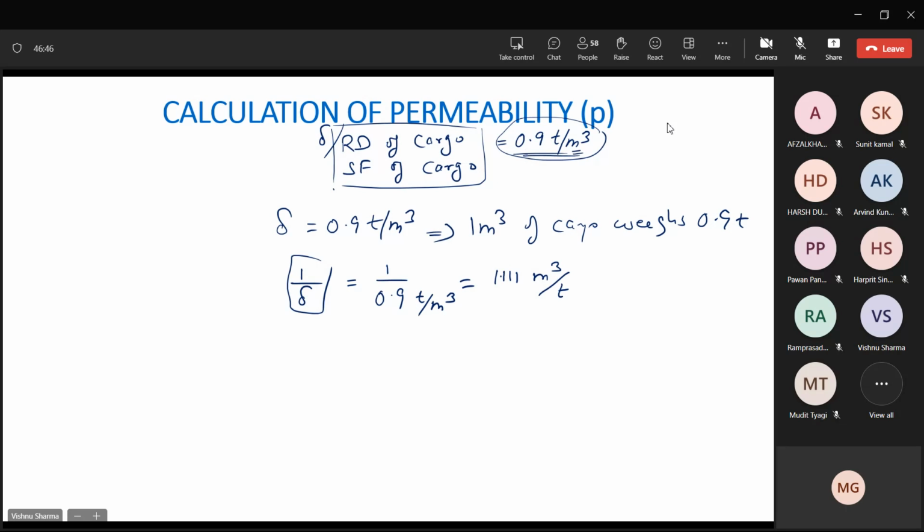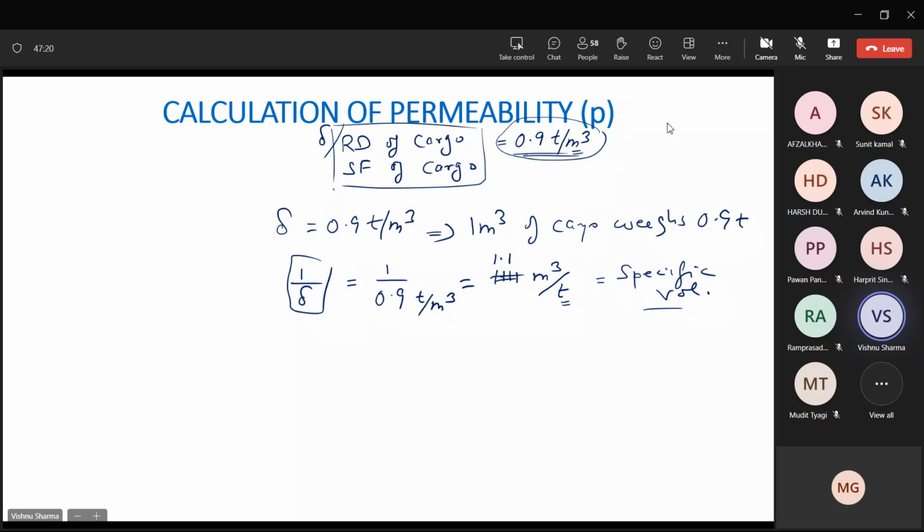You don't have to learn this. This is called a specific volume. If you don't want to learn it, it's okay, I have no issues. There is a term for it as specific volume. What does it mean? That 1 ton of cargo will occupy 1.1 cubic meters of space, and this depends on the nature of the cargo.